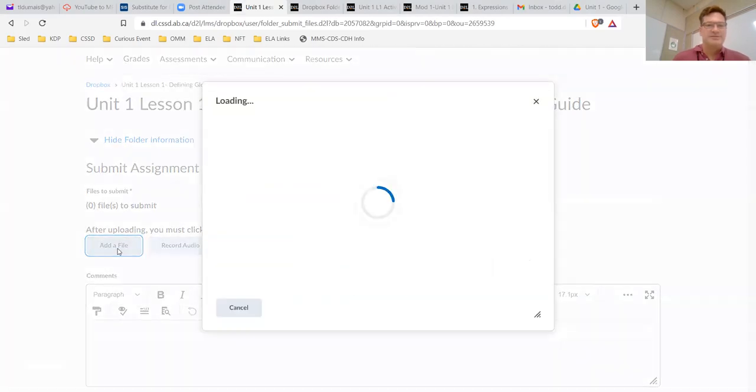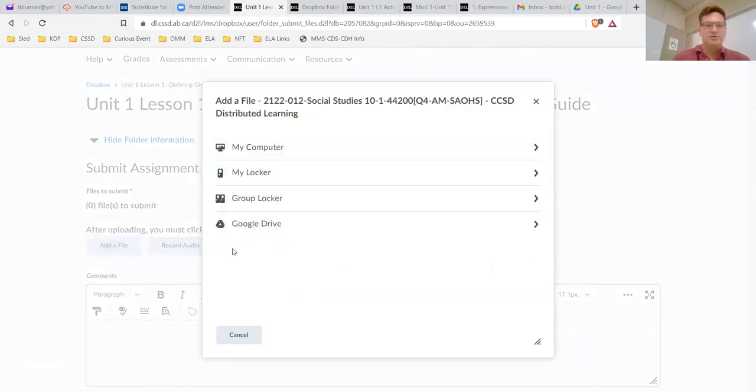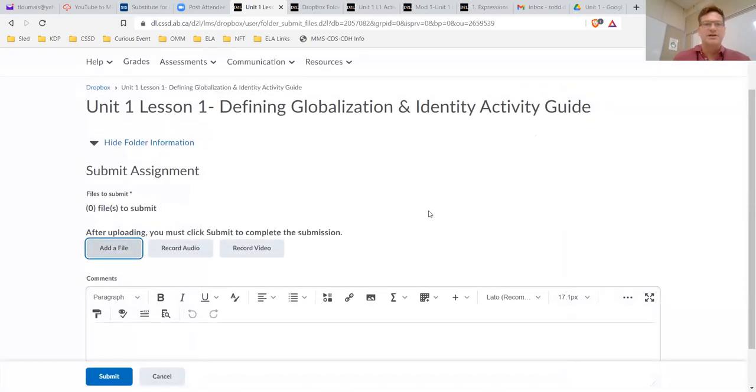add a file. If you do not see Google Drive here, it's because you have not connected Google to your D2L. I sent you a video in the email yesterday. Please look at that. If you only see the first three, it's because you have not connected Google Drive to your Dropbox. It's literally a 30 second connection. It's real simple. But you've got to watch that video.